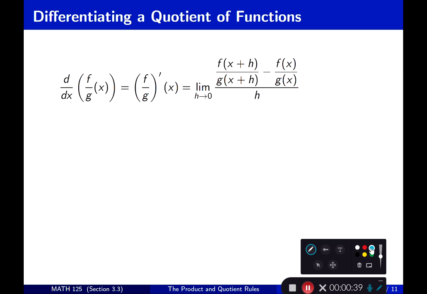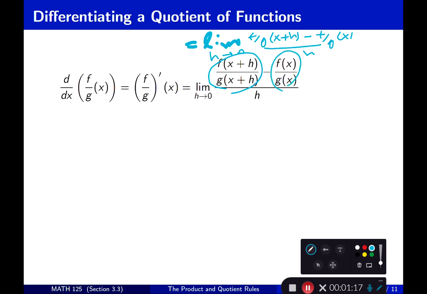What we do is we use the limit definition of the derivative. So what is the limit definition of the derivative? For this case, it's equal to the limit as h approaches 0 of f divided by g of x plus h, minus f divided by g of x, over h. If I expand it out, f over g of x plus h is this term, and f over g of x is this term, over h.